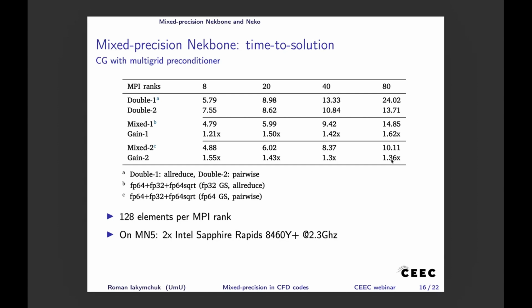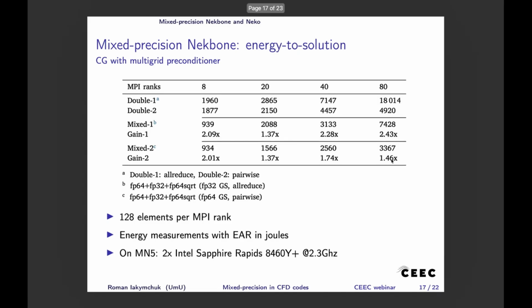And as a next step, we tried to measure energy consumption. We prepared a best practice guide, which is available on the CEEC project webpage, a quite nice guide on how we can measure energy consumption on different European systems. And we did so, and to our surprise, the energy gain was better. We used the EAR software that is provided by BSC, the hosting center for MareNostrum 5.